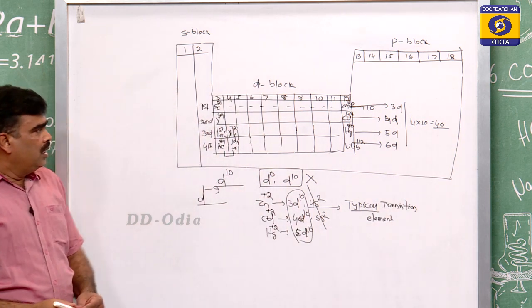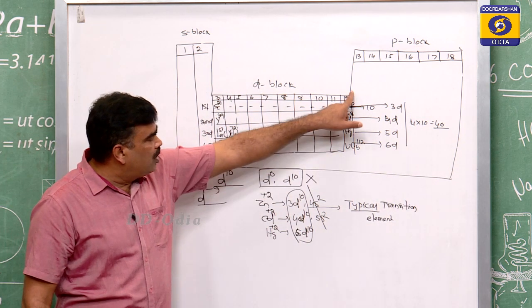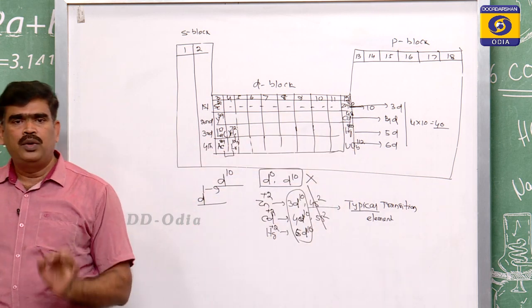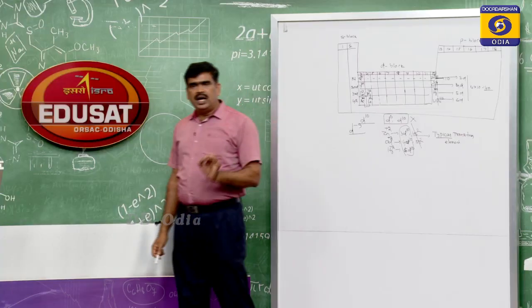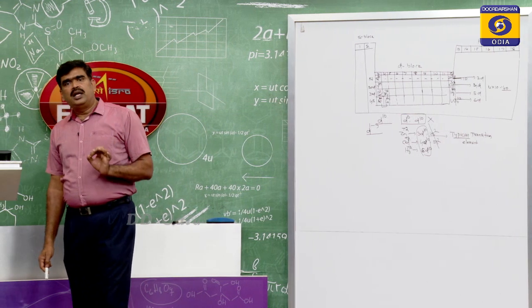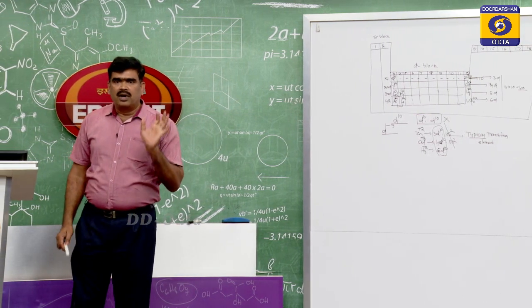But these group 12 elements like zinc, cadmium, mercury are not pure transition elements. They are rather called typical transition elements, and they are members of only the d block, right?